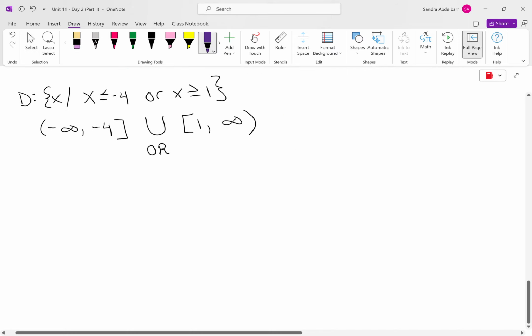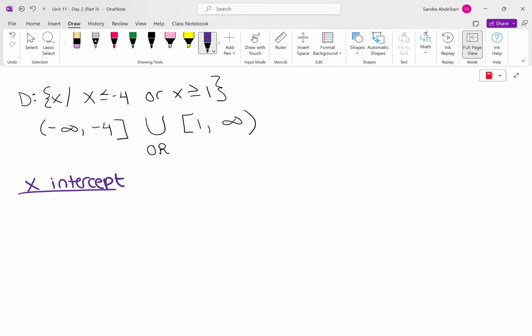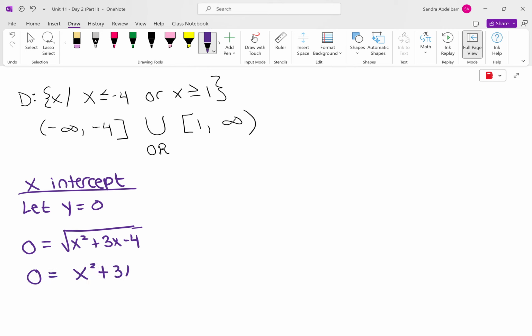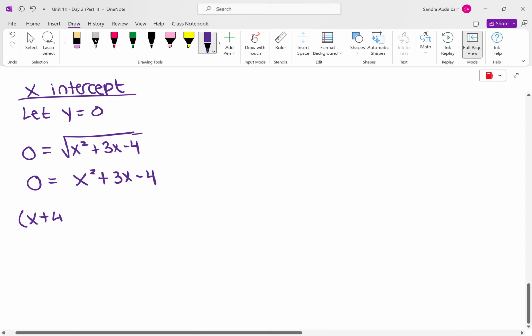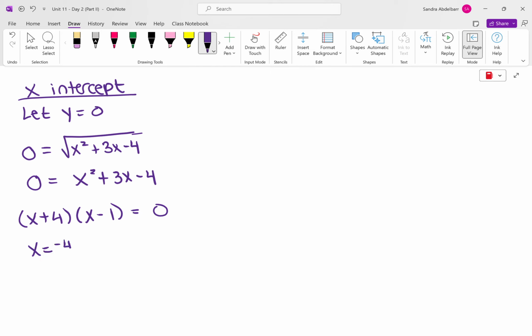All right, so we found our domain. I want us to find our intercepts. Remember, for the x-intercept, we let y equal 0. So we're going to have 0 is equal to the root of x squared plus 3x minus 4. We're going to solve, so I'll square both sides. 0 is equal to x squared plus 3x minus 4. We factor: x plus 4, x minus 1, and we get x equals -4 and x equals +1. So we got our x-intercepts.